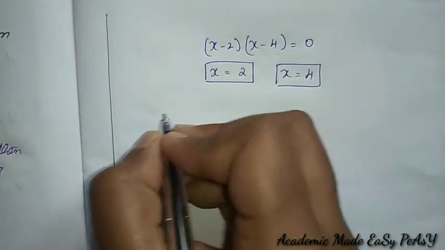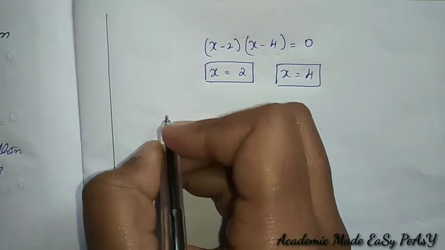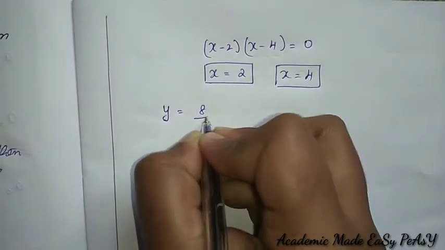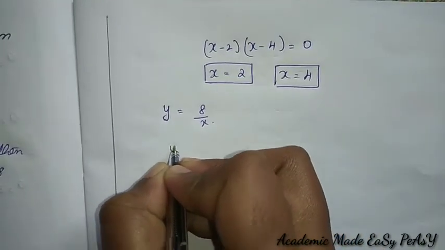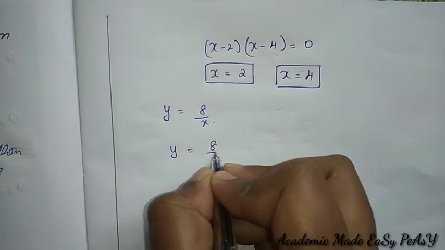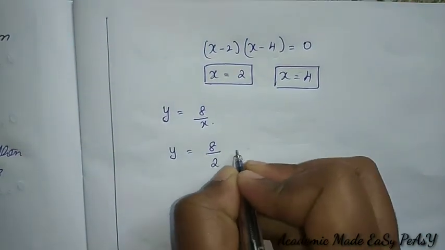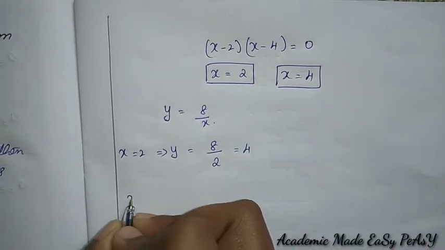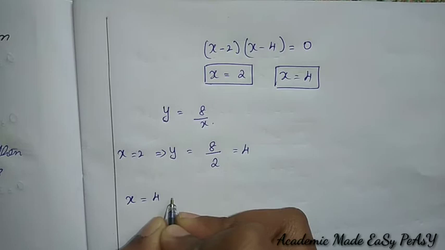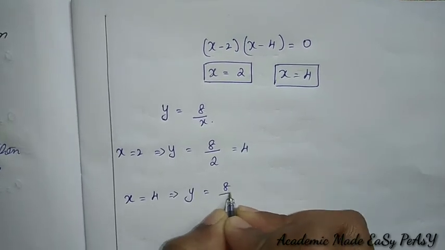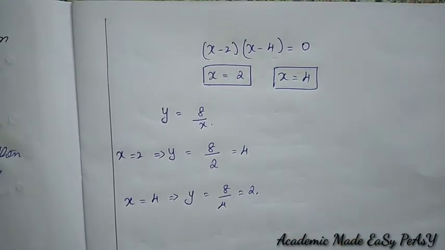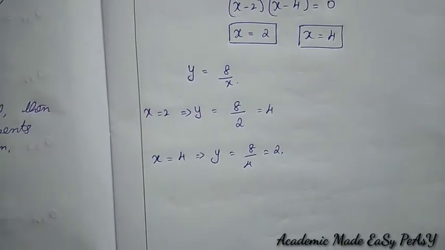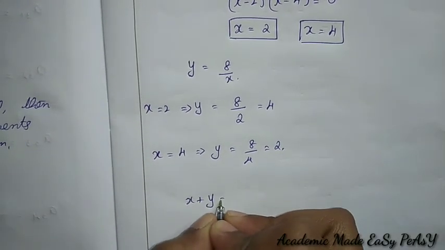Okay, so now I have to substitute the value of x in order to get my y. So y is equal to 8 by x, no. So here y is equal to 8 divided by 2. When my x is 2, I will have 4. So when x is equal to 2, I will have y as 4. So when x is equal to 4, I will have my y as 8 by 4, which is 2. So now I have to substitute in the given matrix. So first let me take x plus y is equal to 6.